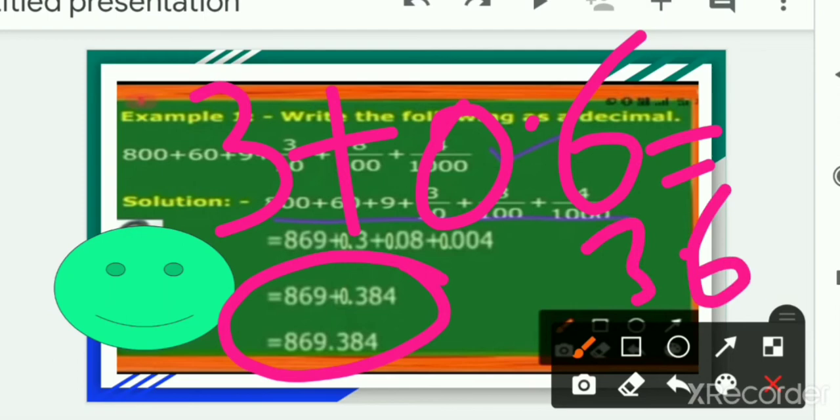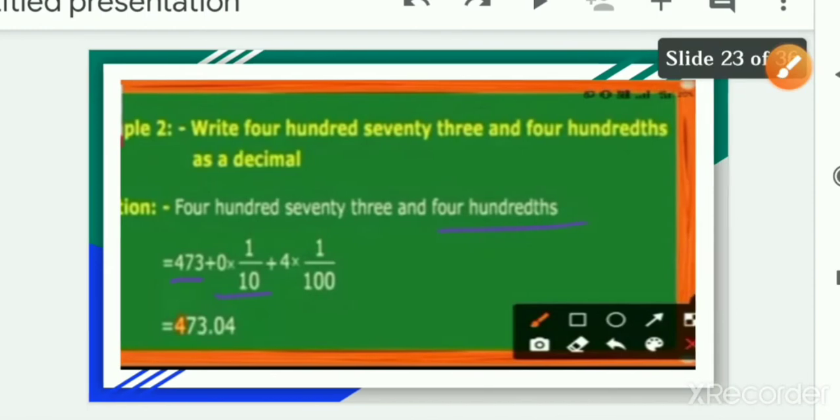But for the solution, we are having 869 plus 0.384. So first of all we will write the number, that is 869, and after that we will put the decimal number. So we are having 869.384. Now moving to the next question.